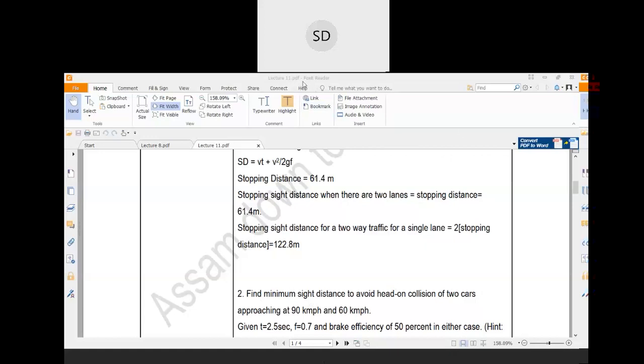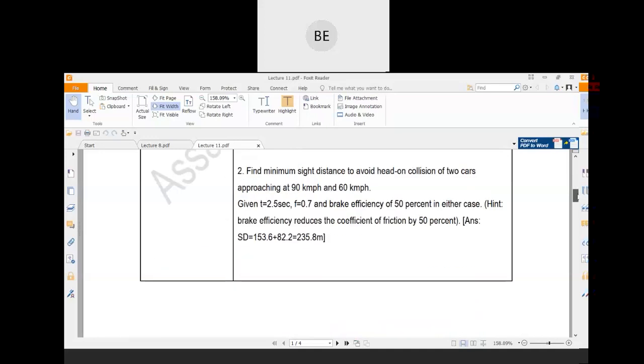Done, sir. Okay. So how did you calculate? Your f coefficient of friction value we have taken as 0.35, is it? Yes, sir. Okay. So in that case, your one value is coming around 153.6 and another value is coming around 82.2. Is it like that? Yes, sir. Sir, 81.6. Okay, 81.6 and another one would be around 152 or 153.